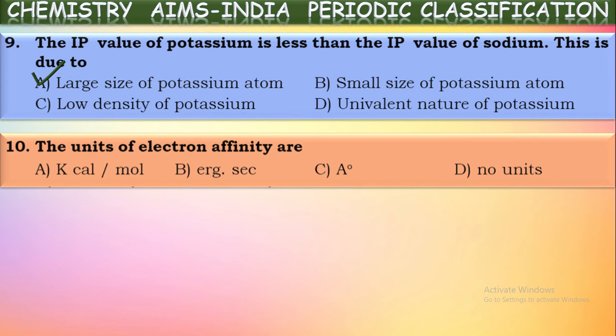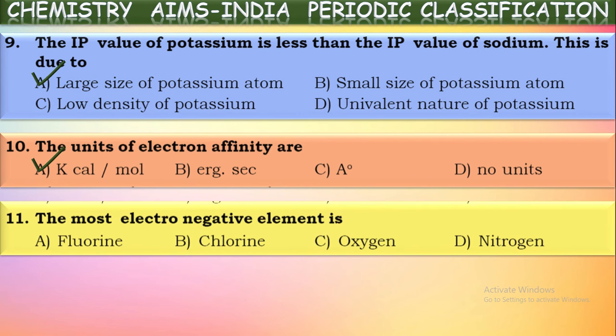Next, the units of electron affinity. Electron affinity is the amount of energy released by an atom while gaining an electron, isn't it? So as it is energy, its units will be kilocalories per mole. That is the first option. Kilocalories per mole.